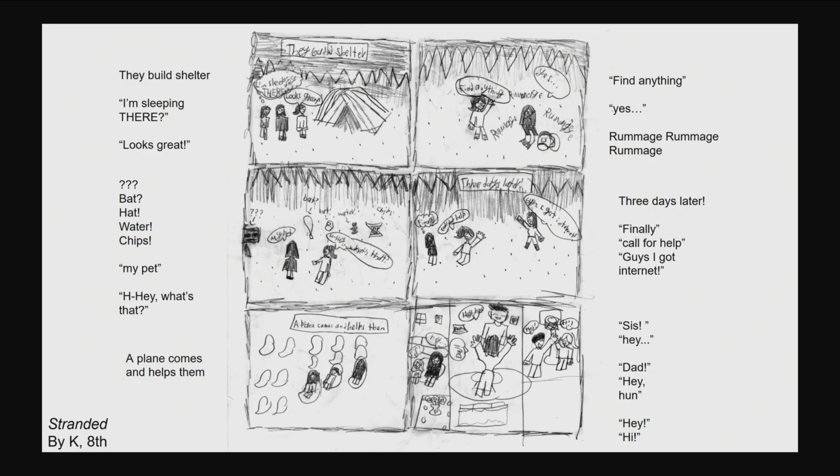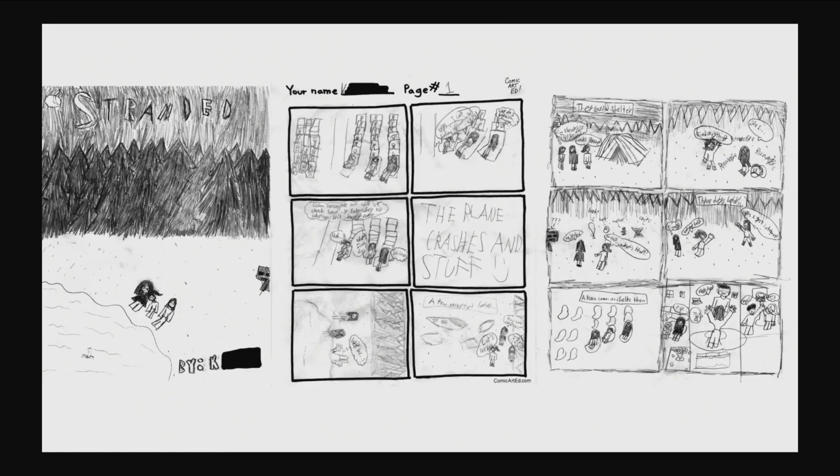Panel 4. "3 days later. Guys, I got the internet. Finally. Call for help." Panel 5, a plane comes and helps them. And panel 6, we have a happy ending with all 3 characters. "Sis, hey, dad, hey, hun, hey, hi." The end of Stranded.